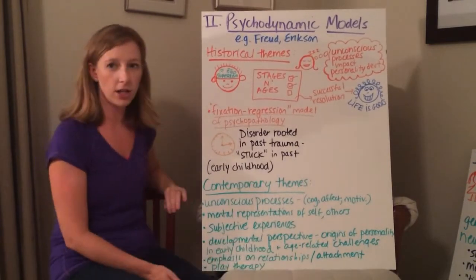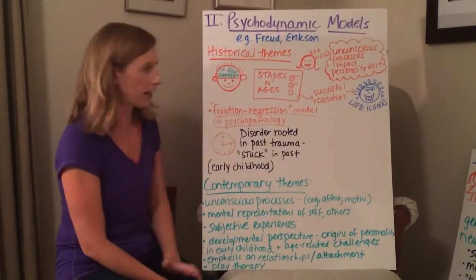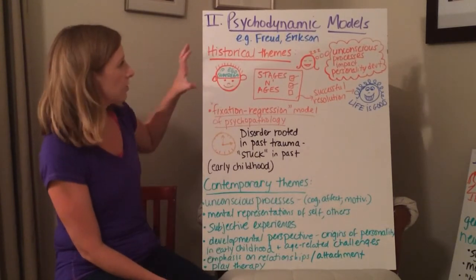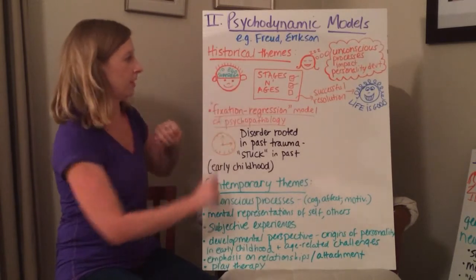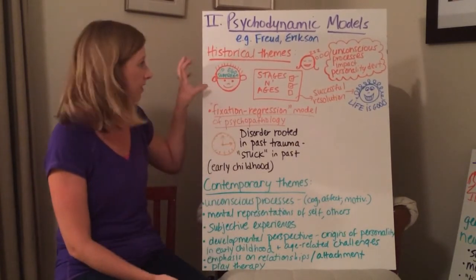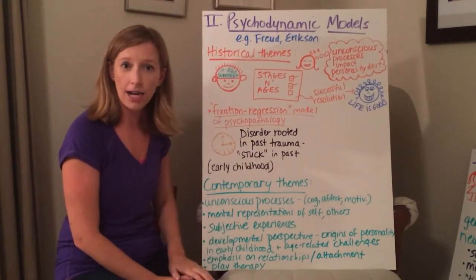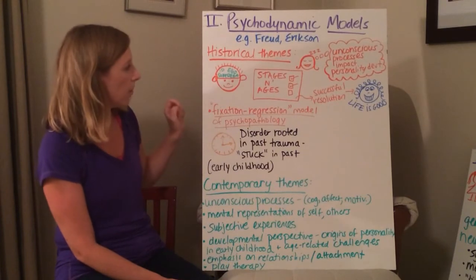Okay, then we have our psychodynamic models here. Key players, Freud, Erik Erikson. Historically, the psychodynamic model was concerned with a variety of themes that I have up in here, right? One theme is this idea of competing agencies of the mind, the id, ego, superego idea from Freud, if you remember about that. We don't have to go into too much detail.